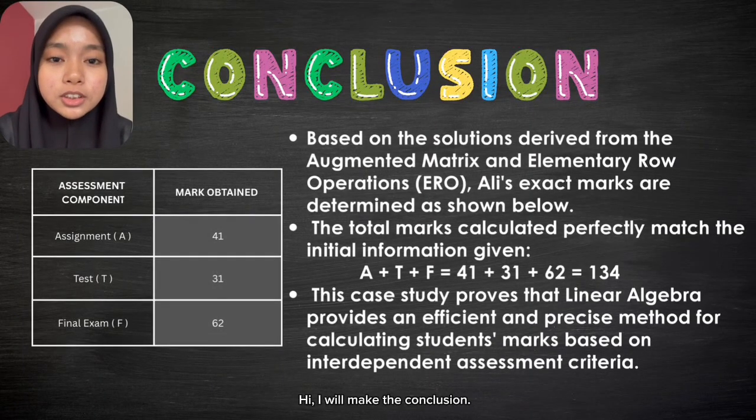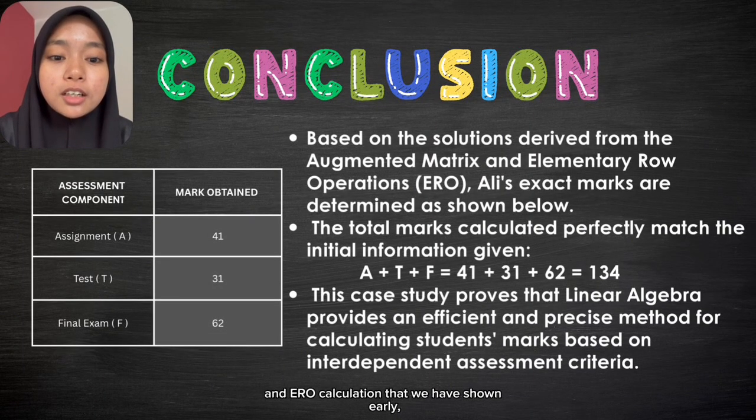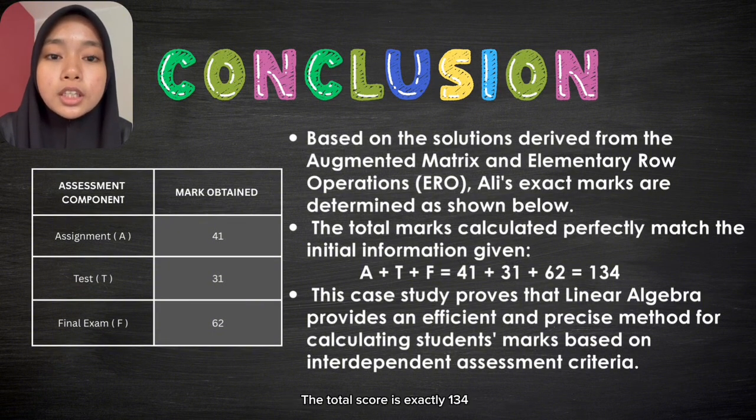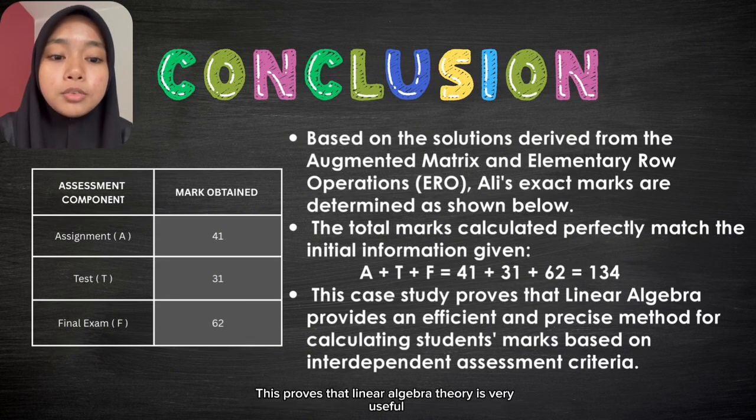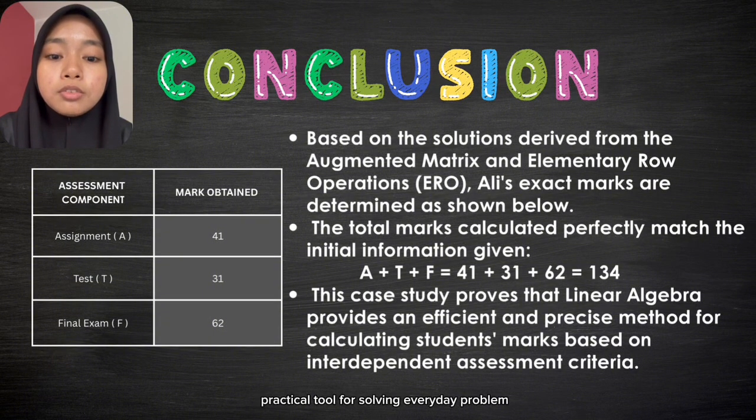Hi, I will make the conclusion. So through the matrix and ERO calculation that we have shown earlier, our group managed to identify the exact score for each assessment component for Ali. As shown on the screen, Ali's scores are 41 for assignment, 31 for test and 62 for final exam. The total score is exactly 134, just like the initial information for our study. This proves that linear algebra theory is a very useful practical tool for solving everyday problems, such as academic data management.